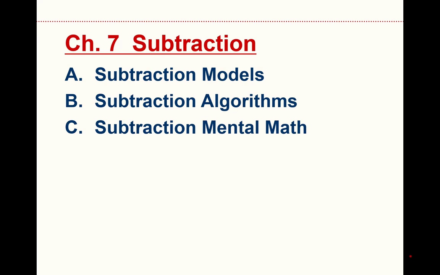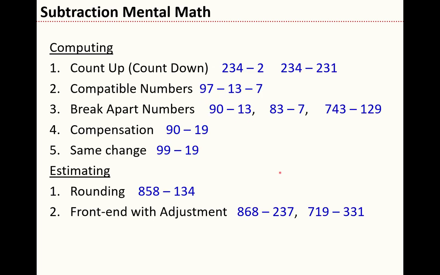Welcome back. We are in Chapter 7 on subtraction, and today we finished Chapter 7 by looking at Part C, Subtraction Mental Math. When we talk about mental math, we talk about two kinds of ideas: computing, where we want the exact answer, and estimating, where an approximation is good enough. We'll see 5 different computing techniques and 2 different estimating techniques for subtraction.